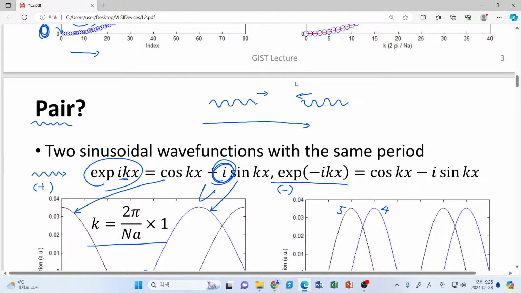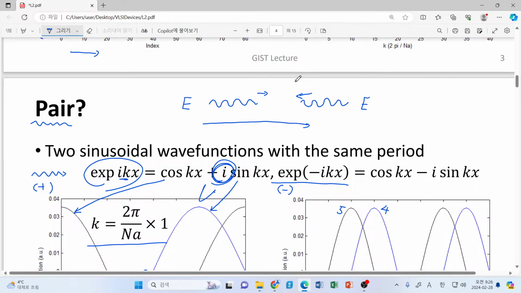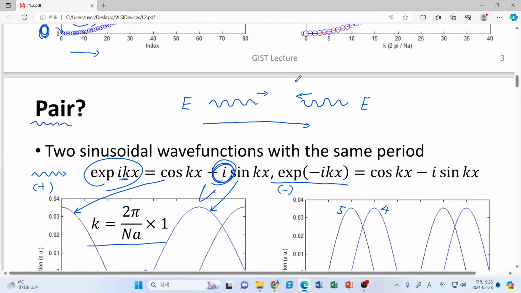So can we expect any kind of difference in their energies? No, because it is not direction dependent. That's the reason why, if its energy is given by E, we can also expect that there will be the same state propagating in the opposite direction. That's the reason why we have a pair.